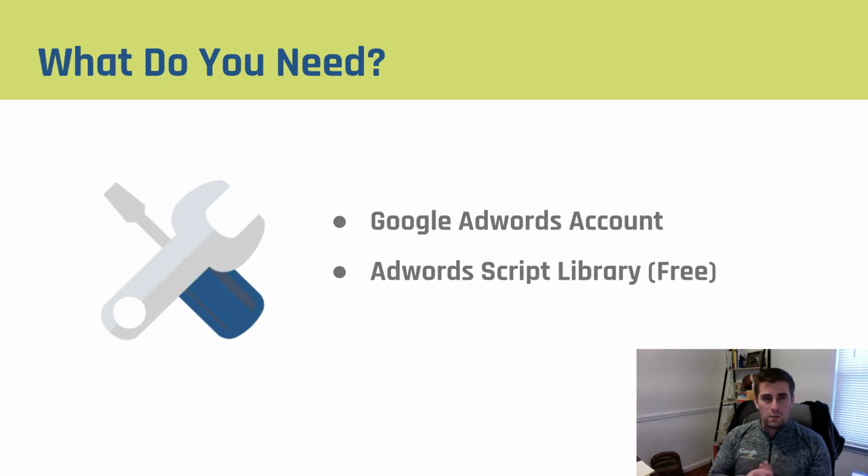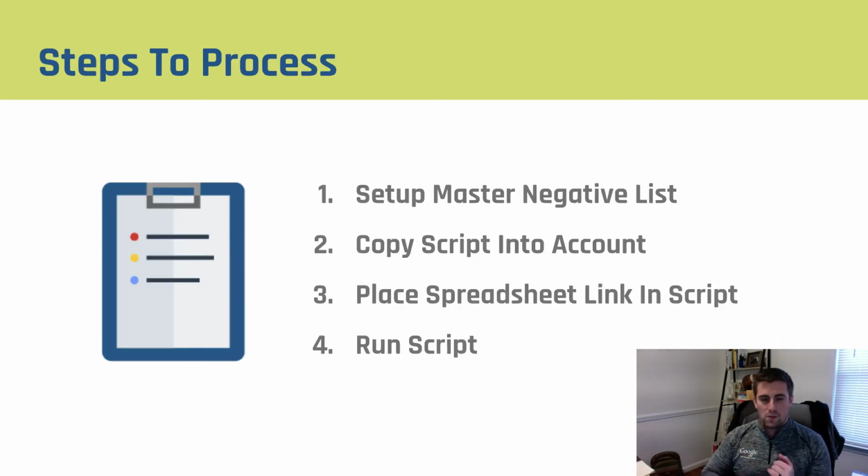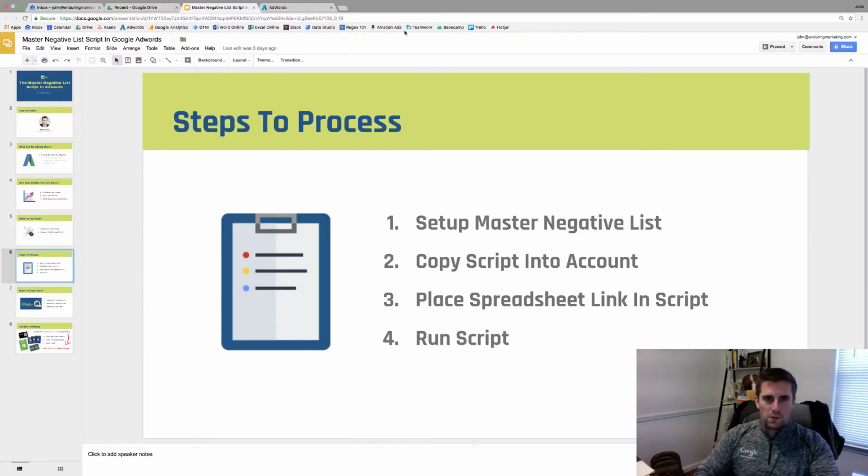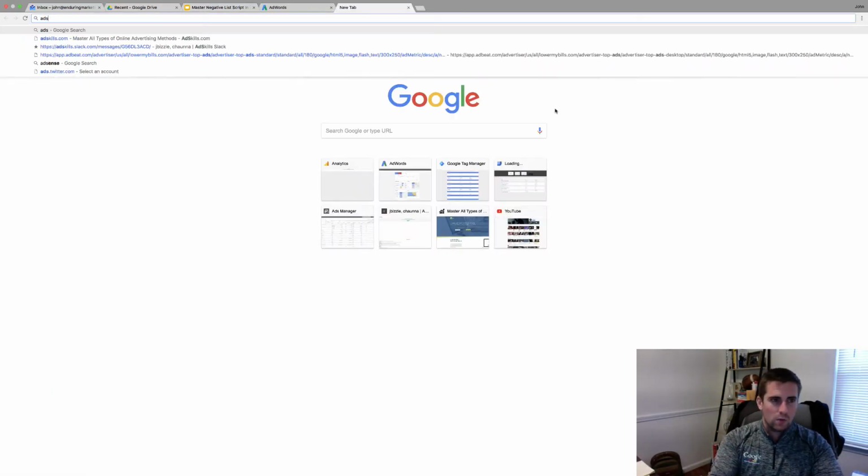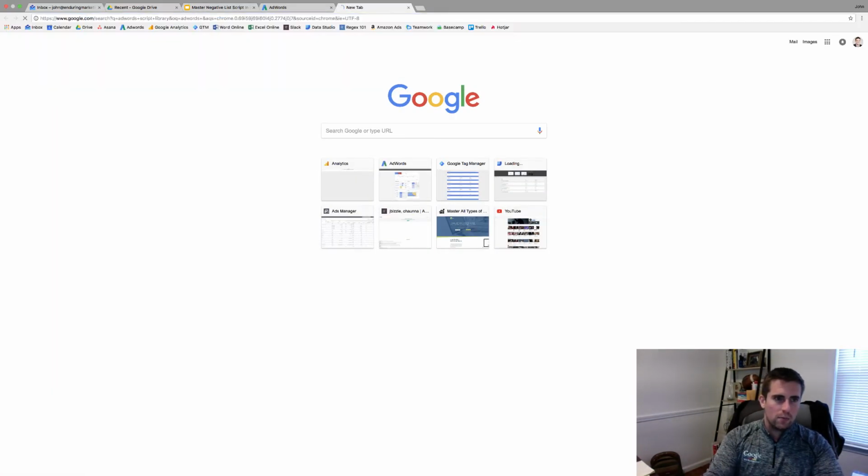So what do you need to make this work? Well, you have to have a Google AdWords account and access to the AdWords script library, which is totally free, so very easy. Steps of the process. First, we're gonna set up our master negative list. Then we're gonna copy our script into our account, place a spreadsheet link within the script, and then run the script.